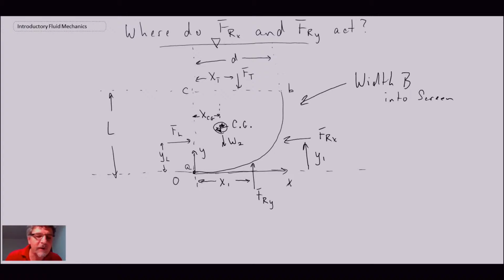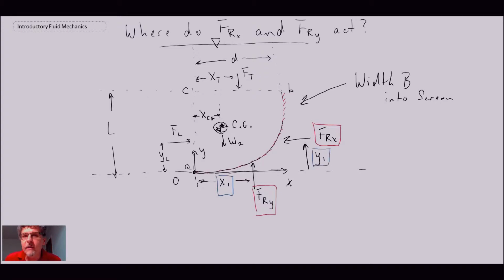Okay, so here we have a schematic of our surface that we're interested in. Remember, this is the surface here. In the last segment, we came up with an expression for Fry and Frx. However, what we have not yet done is determine where these forces are acting. And so those are the unknowns that we have.